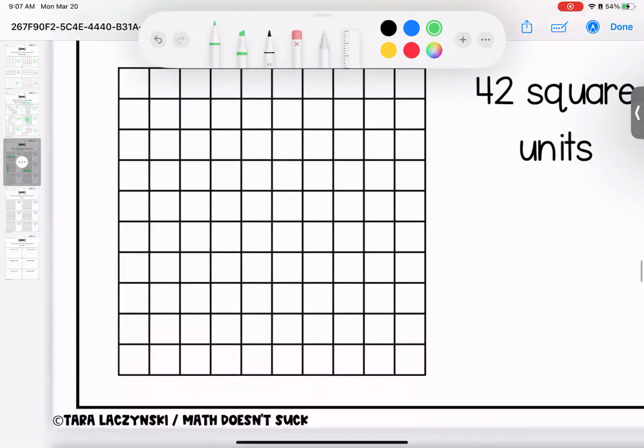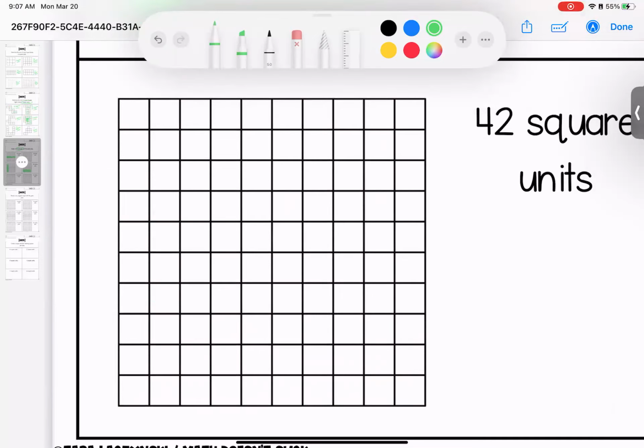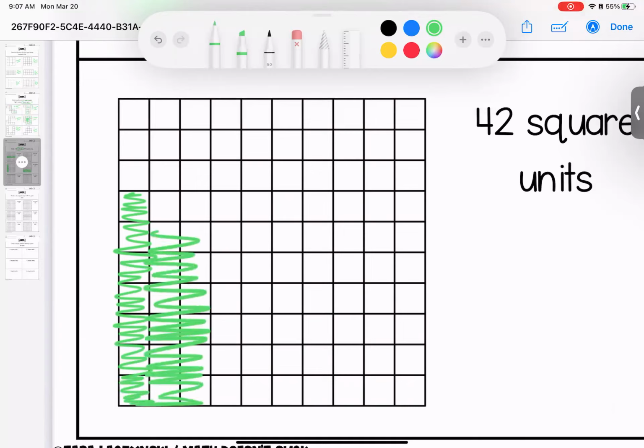Down the bottom I have 42. I know that 6 times 7 gives me 42. So I'm going to start with doing lines of 7, which means I'm leaving 3 empty because each row has 10. And I'm going to do 6 of them. So here's 3.